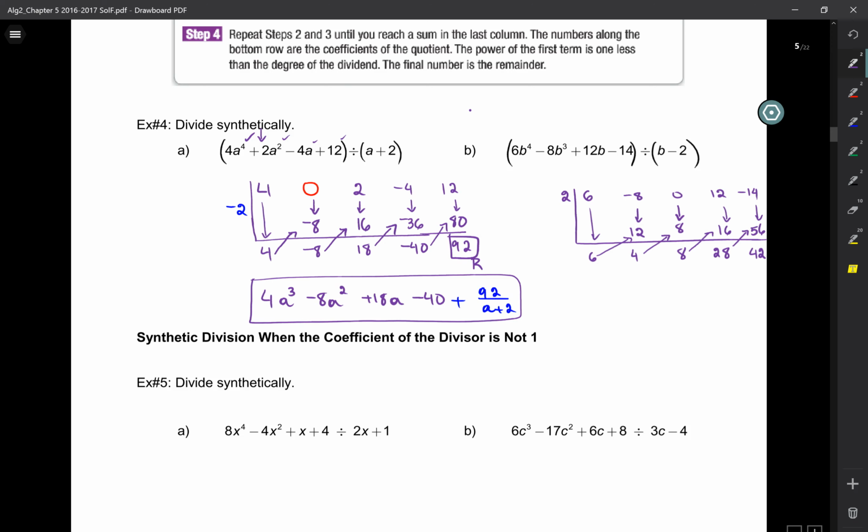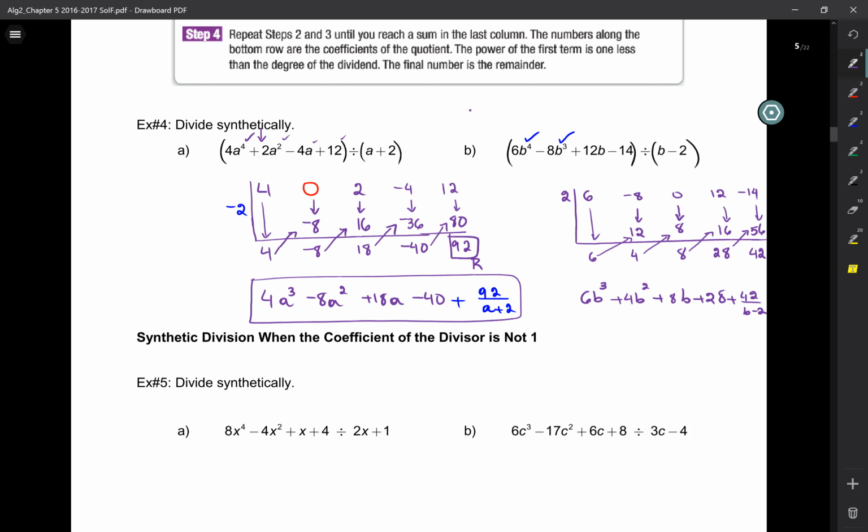Okay? So I have b to the 4, b to the 3. I'm missing the b squared, so I have to put in the 0. Now, if you don't put in the 0, there is no way your answer will come out right. So the polynomial that I get out of here is 6b cubed plus 4b squared plus 8b plus 28 plus 42 over b minus 2.